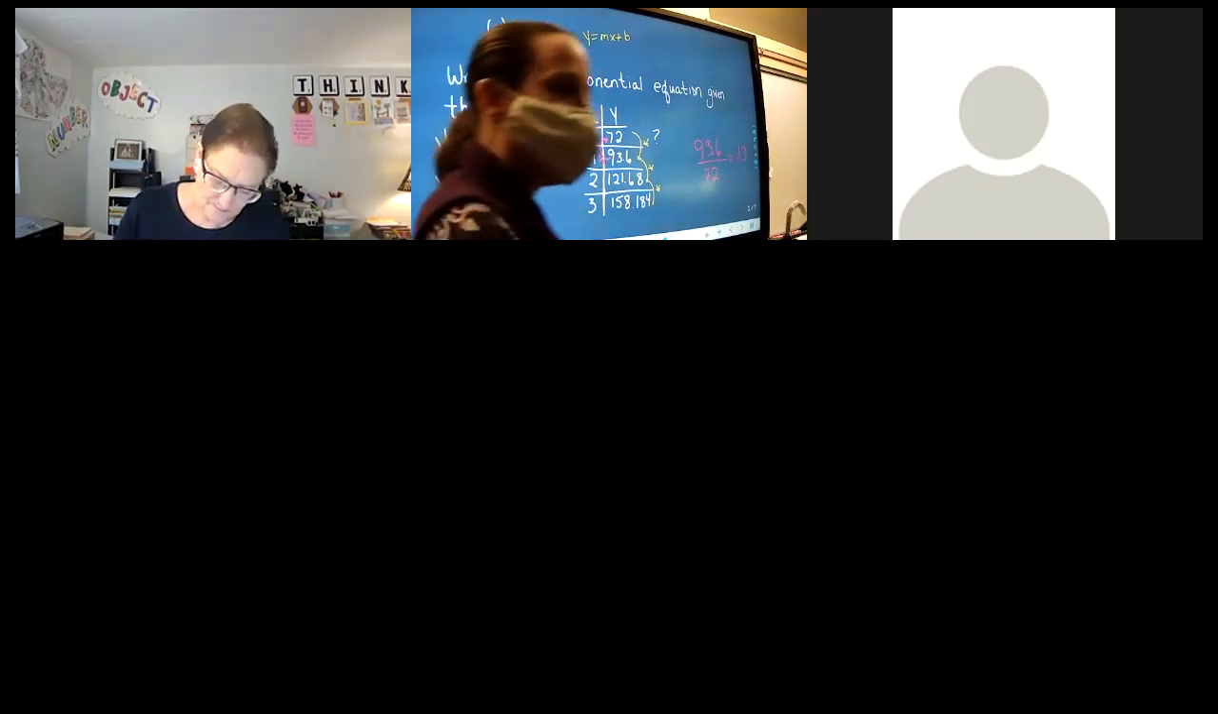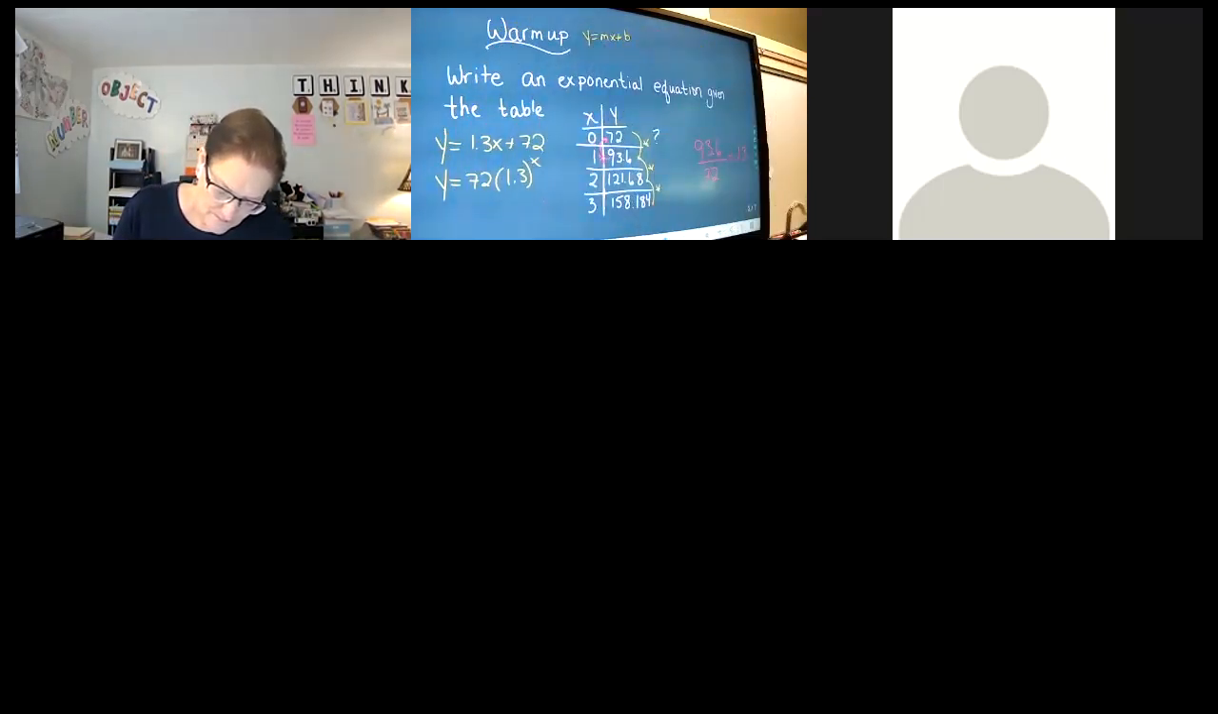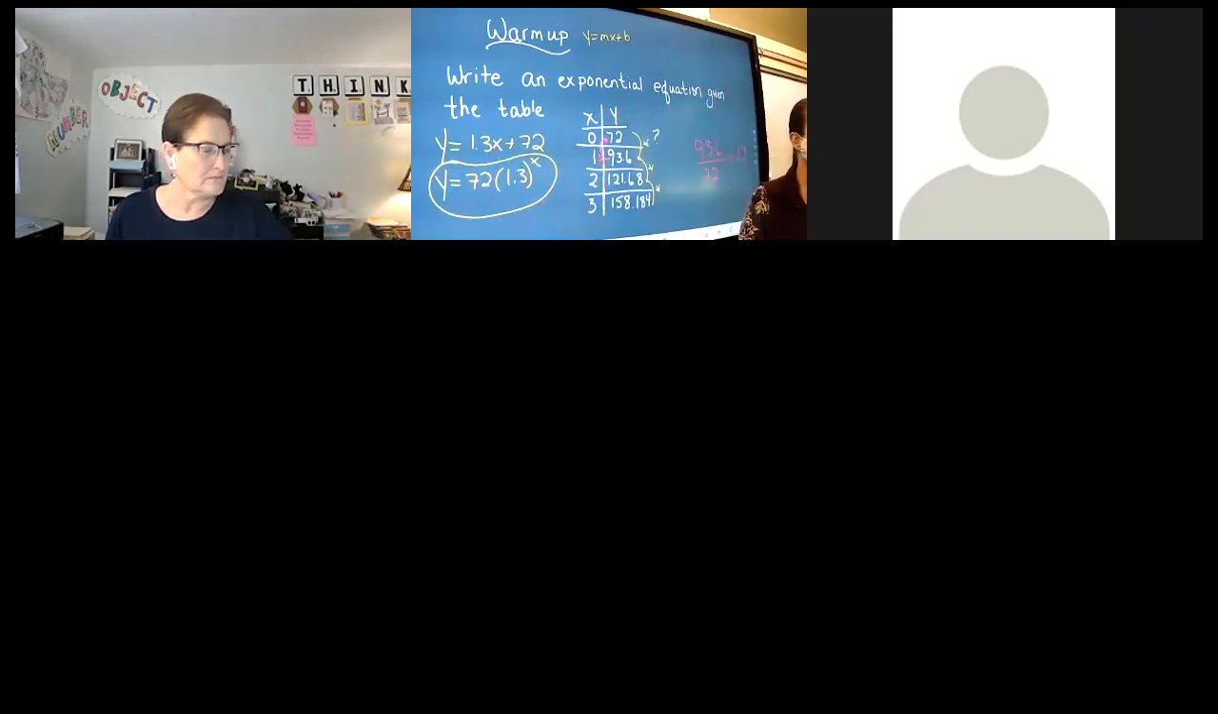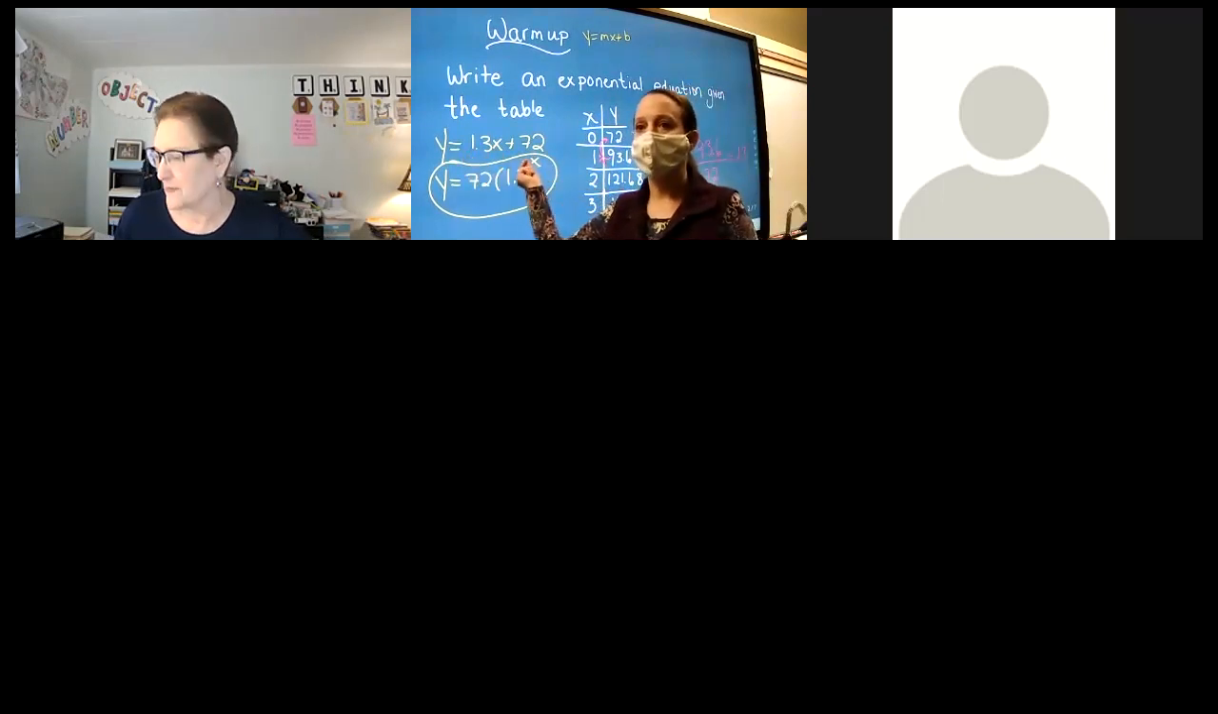What do we think? The second one. Yeah, the second one. Why did you pick the second one? I agree. This is the one that's correct. Because with the 1.3x plus 72, you're adding. You're not multiplying. Very good. So the top one represents y equals mx plus b.